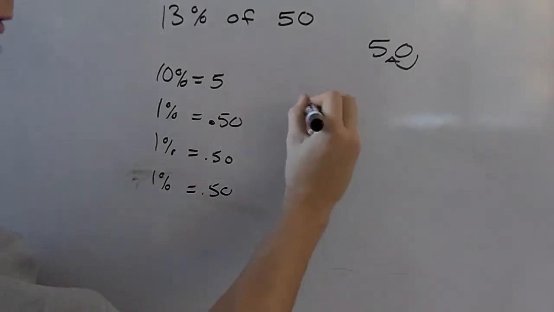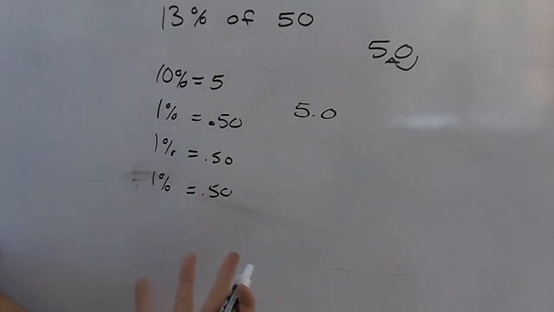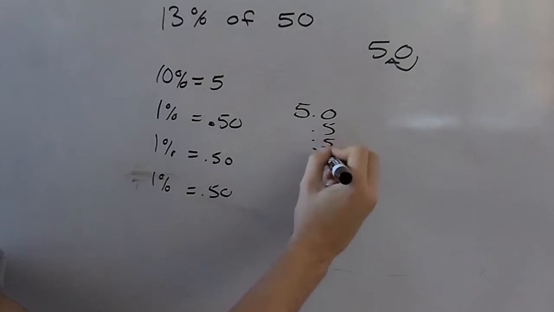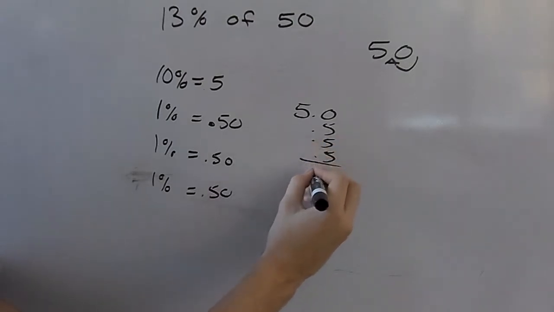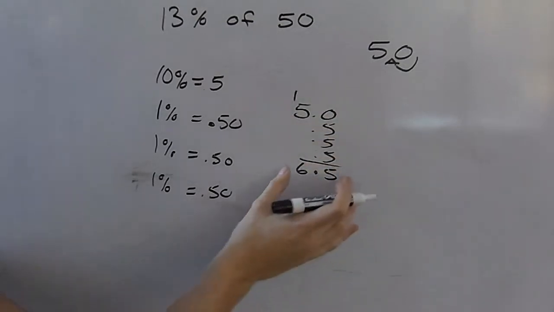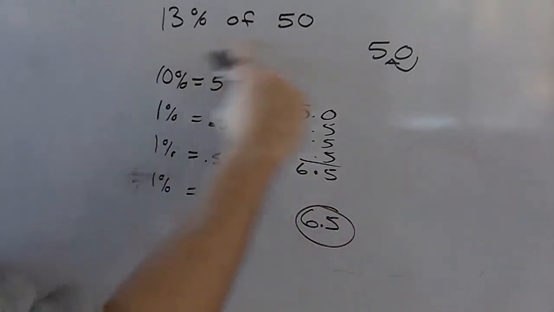So if you're not good with decimals in your head, you could set it up like this and add it all up. Okay? Decimal goes straight down, and you would end up with 6.5. So 6.5 would be your answer. 6.5 is 13% of 50.